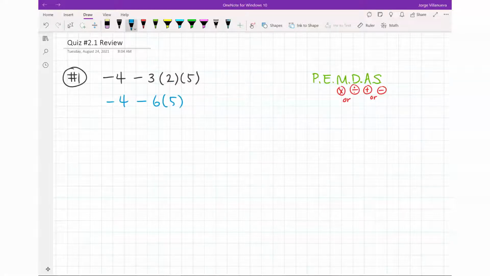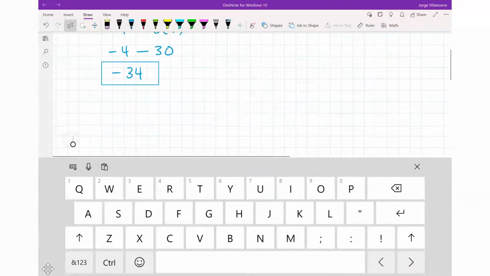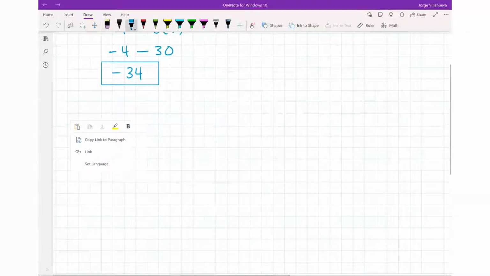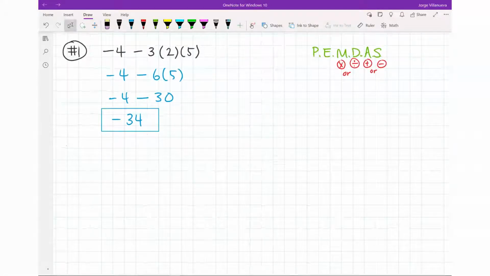All right, 6 times 5 is 30, so -4 minus 30. And then -4 minus 30 is what? They're both negative, so they've got to stay negative. Yeah, -34. Thank you. So you just got to add them. If they have the same sign, you just have to add. So there's your answer, and we move on. So that's one example of something you're going to have to do.